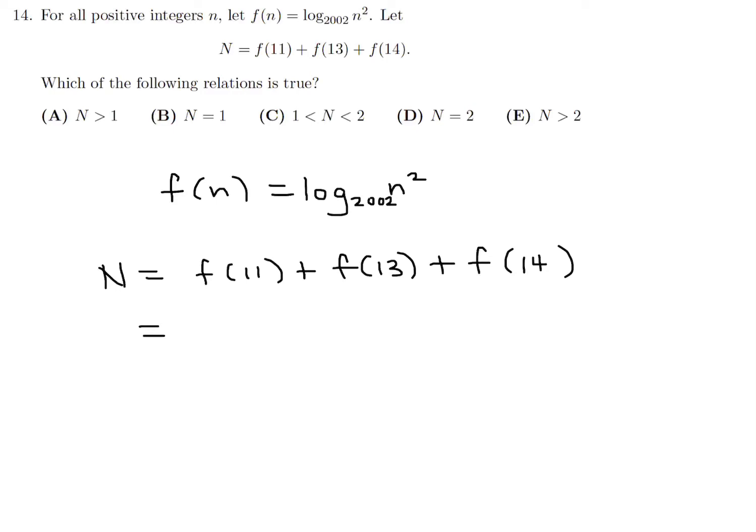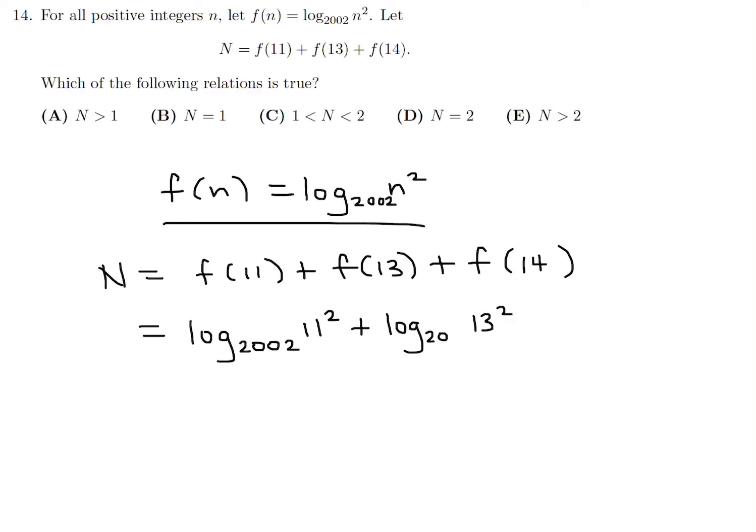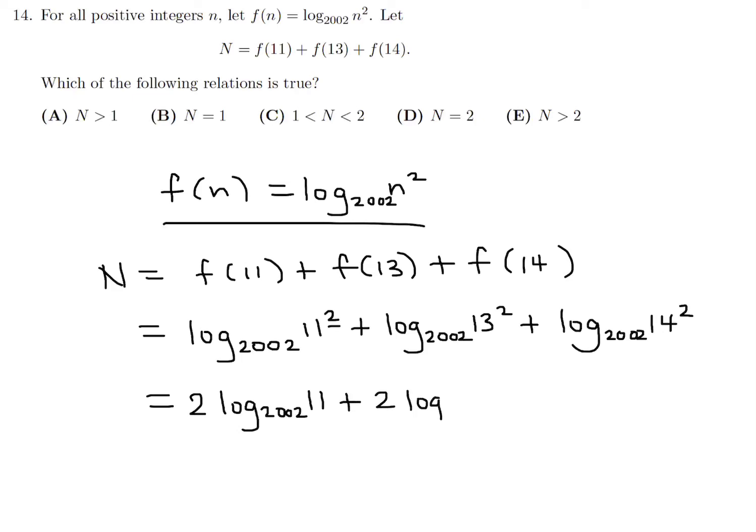So plug 11 into this, and that will give you the log of 11 squared to the base 2002. Very similarly, f at 13 becomes log of 13 squared to the base 2002, and f at 14 becomes log of 14 squared to the base 2002. And then we know that there's a rule that if you've got this exponent out there, it just comes in front like that. So that definitely helps out.